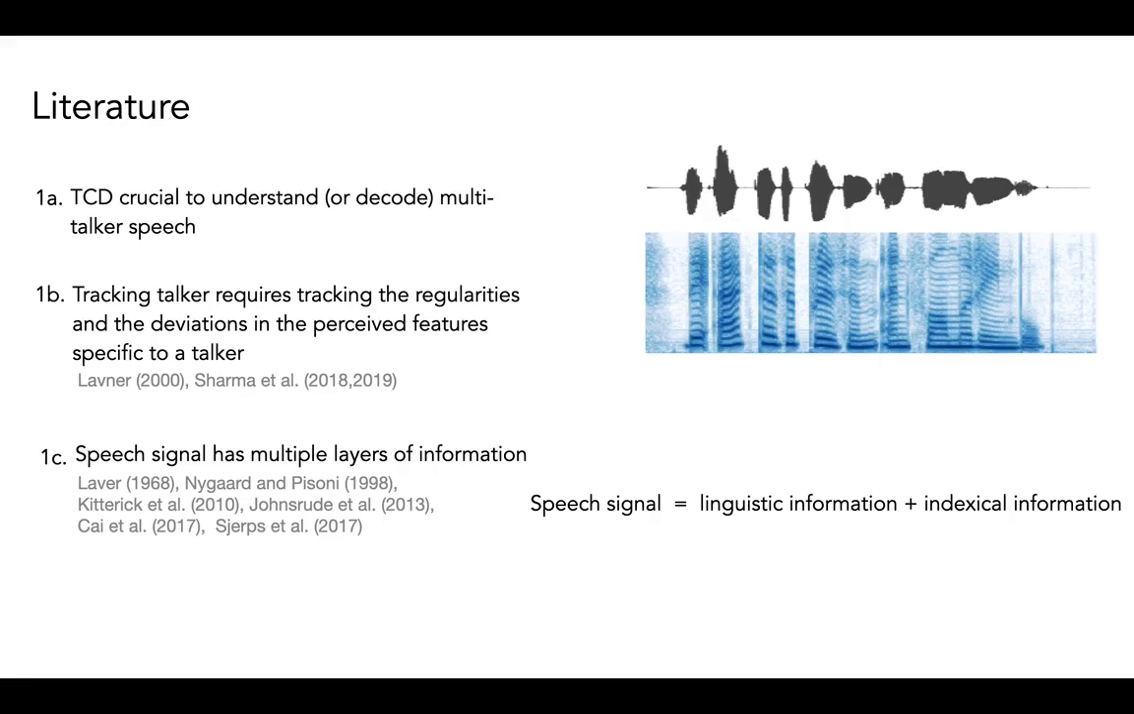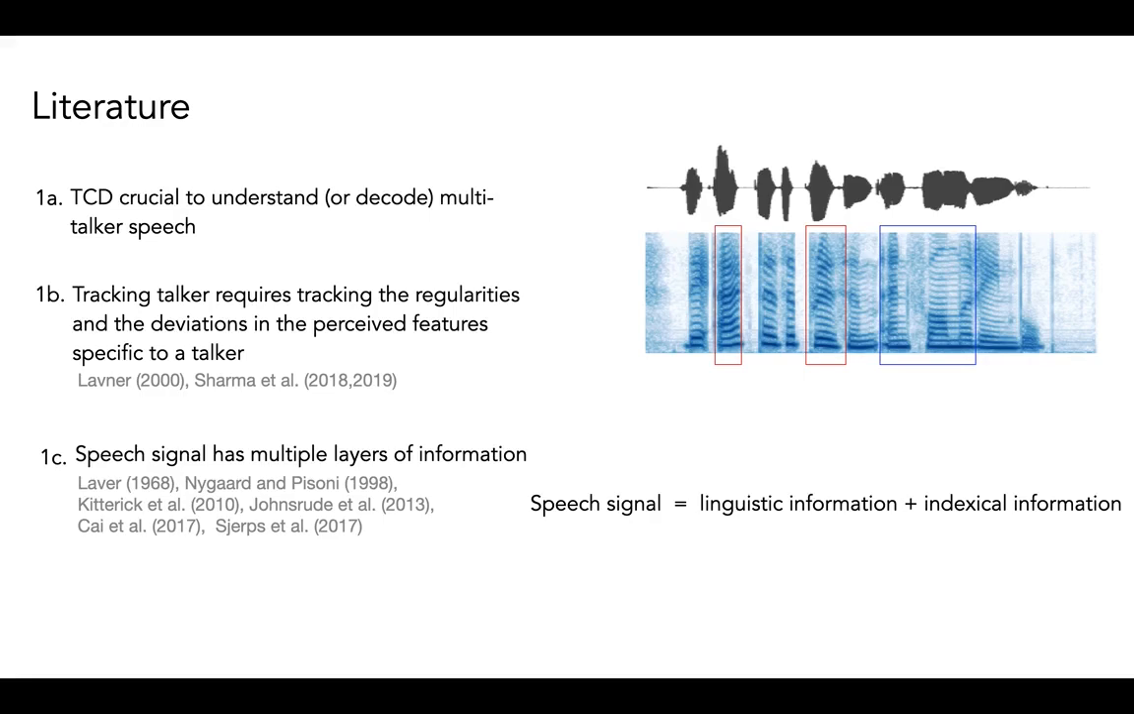On the right, you see a time domain speech signal, and below it is the spectrogram. There are regions in the spectrogram where the pitch is steady, and there are also regions where the pitch has a dip or a sharp rise over a short interval of time. Tracking a talker requires tracking the regularities and the deviations in the perceived features specific to a talker.